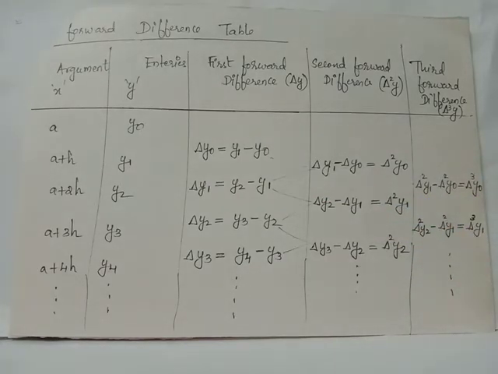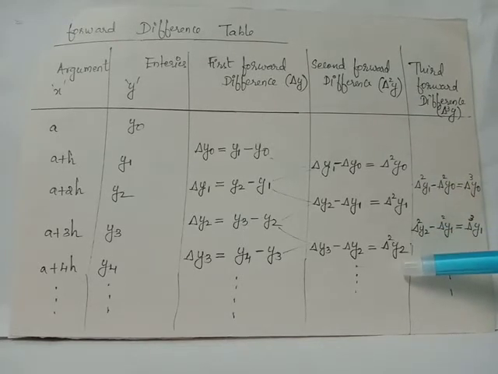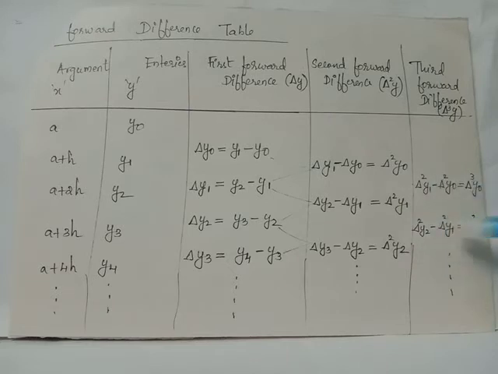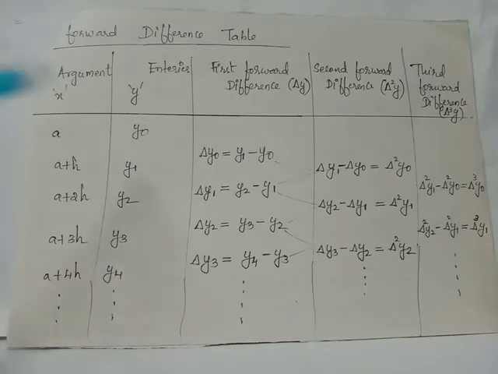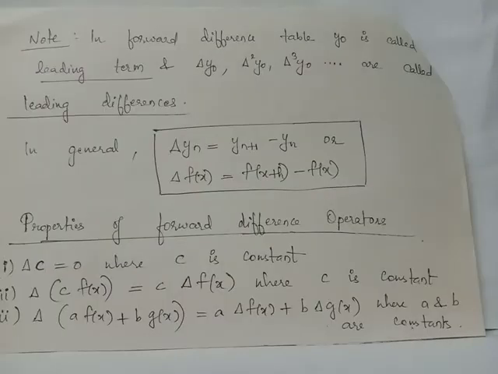Third forward difference, delta cube y. Delta cube y naught equals delta square y1 minus delta square y naught, and it is written midway between these two values. Delta cube y1 equals delta square y2 minus delta square y1, and this is written midway between these two values, and so on. Y naught is known as the leading entry. Delta y naught, delta square y naught, delta cube y naught, etc. are known as leading differences. This representation gives us the working of the forward difference operator.